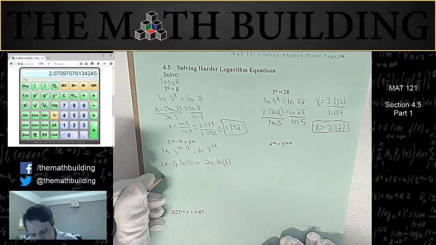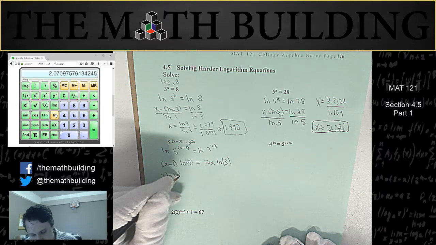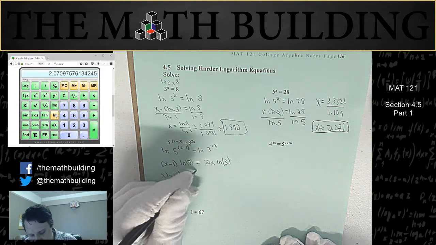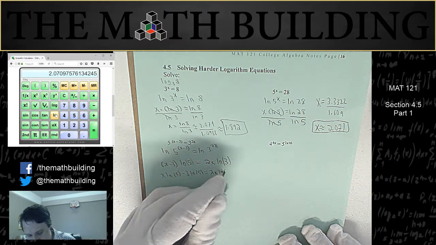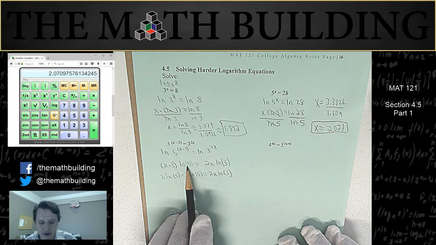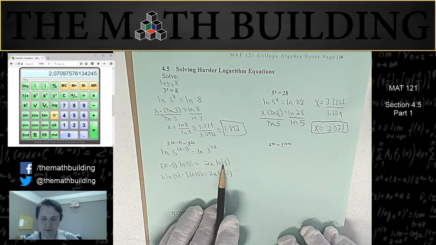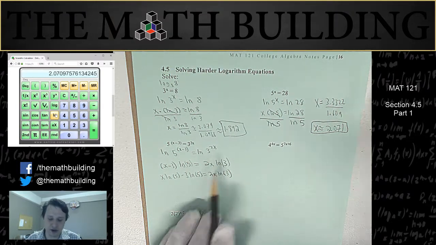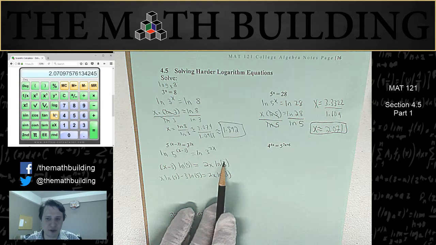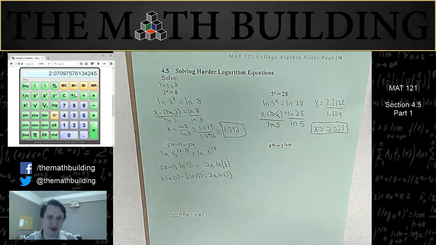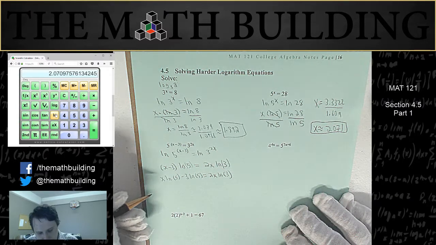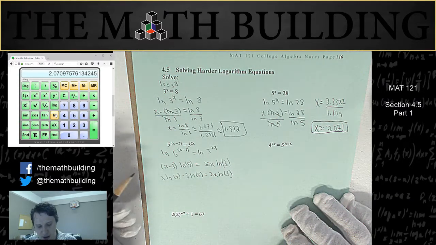So now let's do the distributive property. So I have x times the natural log of 5 minus 3 times the natural log of 5 equals 2x natural log of 3. Now remember, natural log of 5 and natural log of 3, those are numbers I'm going to find in my calculator. And if you want, you can go ahead and put in the decimals right now. But I think it's a little easier if you keep them as natural logs until the very end, because otherwise you have a whole bunch of decimals running around, and that can make solving these difficult. So, okay, what should we do now?